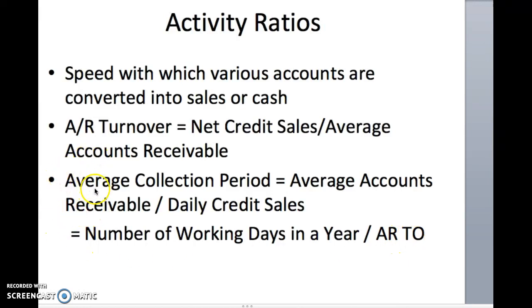The label for average collection period, again, would be days. So just like any other business, you would rather collect faster or in a smaller number of days. For example, if you can collect in 5 days versus 15 days, it would be better if you could collect in 5 days.